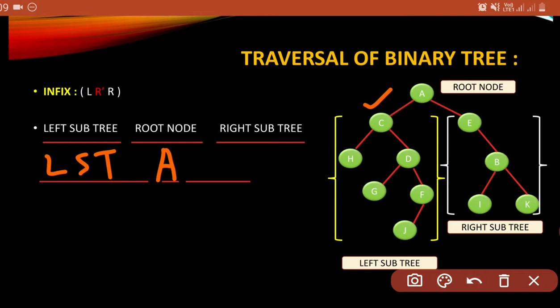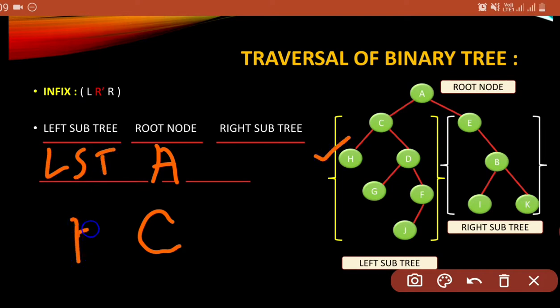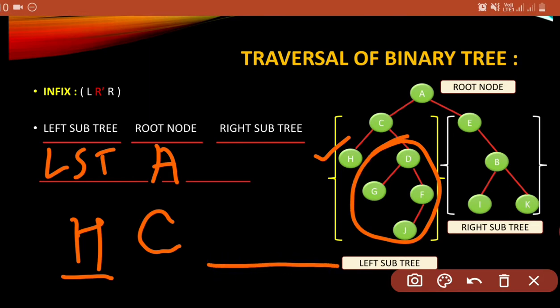Previously, we were writing C here because the root is present on the left side in prefix. Now, we are dealing with infix. That's why we are writing A in between both of them. That's why we are writing C in the center for the left subtree. And then the left part is H, meaning the left subtree contains H only. But the right subtree contains 4 nodes. Here we have to write 4 nodes.